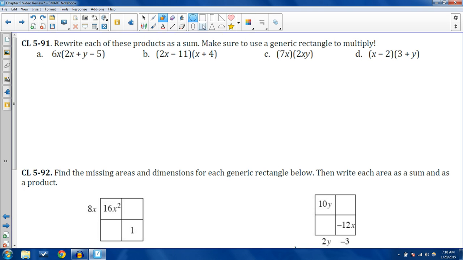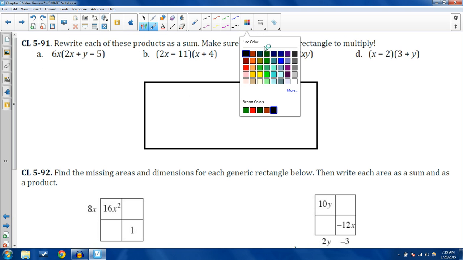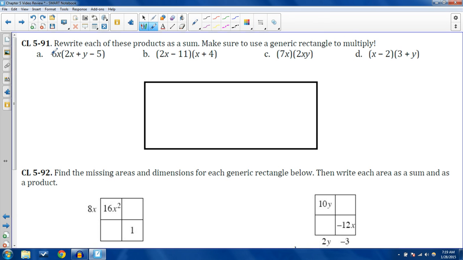I'm just going to start by building a really generic rectangle. In other words, I'm going to use the same rectangle for every problem. In this first problem, first of all, you have to recognize where your products are lying. So my product is 6x, I can represent as my height. And 2x plus y minus 5 I can represent as my base. So this is my product, this times this. Height and base.